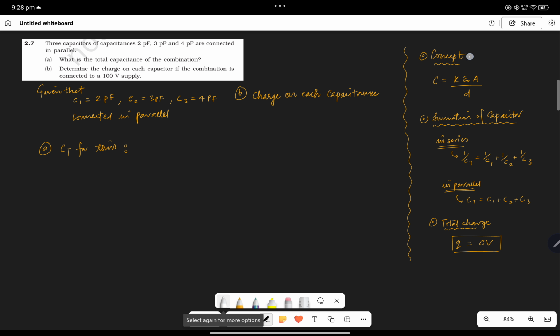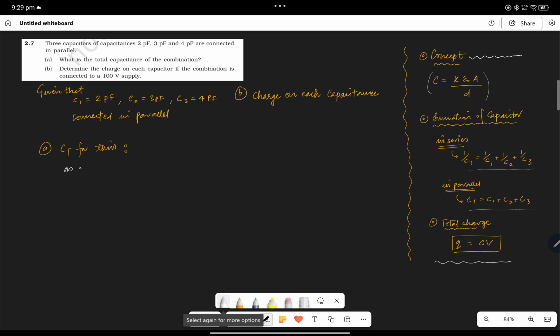So let's first of all read the concept. It will become easier for you to revise and solve the question. Capacitance is C is equal to K epsilon naught by d. For capacitors in series, you do it like this, and in parallel, you can add them algebraically directly. And for total charge, Q is equal to C into V, right? So now let's solve this for the total capacitance.